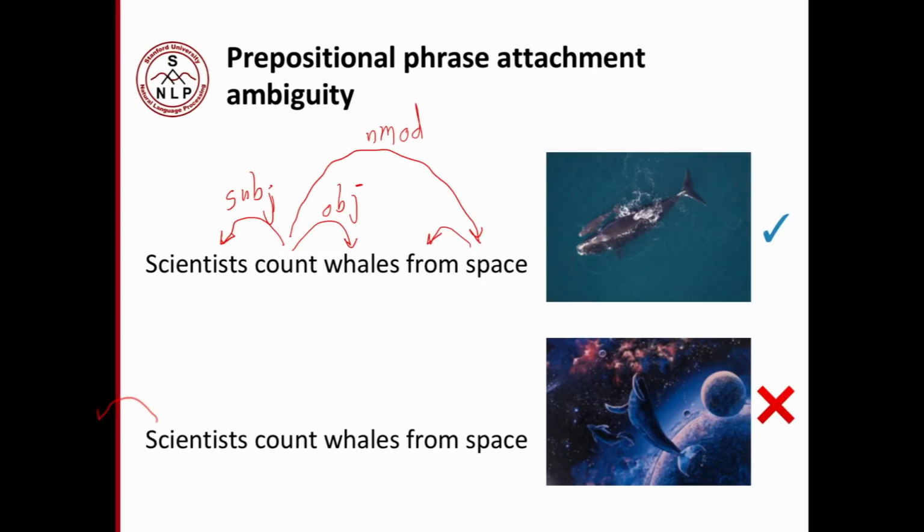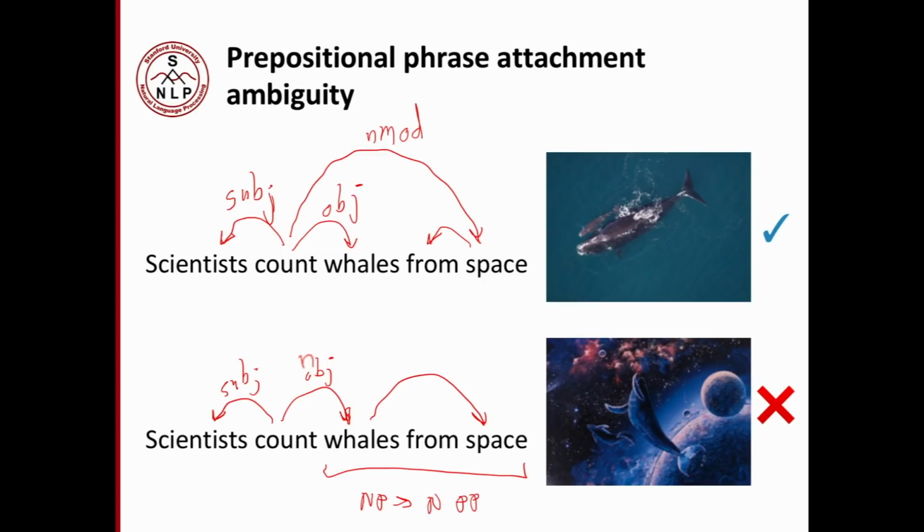But the other possibility is that these parts are the same: this is the subject and this is the object, but these are whales from space, which we could have analyzed as a noun phrase going to a noun and a PP in our constituency grammar. But in dependency grammar, we're saying this is now a modifier of the whales, and that they are whales from space that are starting to turn up, as in the bottom example. Obviously what you want is that this one is correct and this one is wrong.